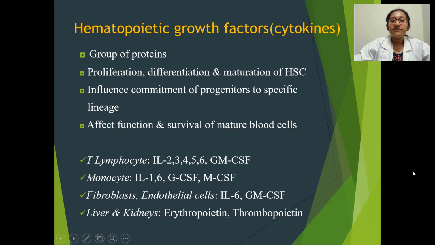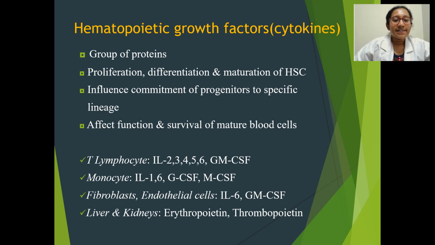So there are different cytokines or growth factors which are required for this process of hematopoiesis. These are called hematopoietic growth factors. So these are nothing but a group of proteins which help in the proliferation, differentiation, and maturation of the hematopoietic stem cells. So, because of the influence of these growth factors, these progenitors get committed to a specific lineage. Initially they are pluripotent or multipotent, that is, they can divide into various types of lineages, whereas after the effect of these cytokines, they get committed to a certain specific lineage. So, because of which the function and survival of mature blood cells are also affected.